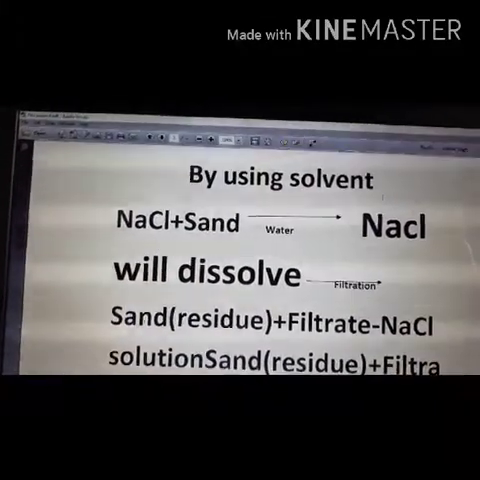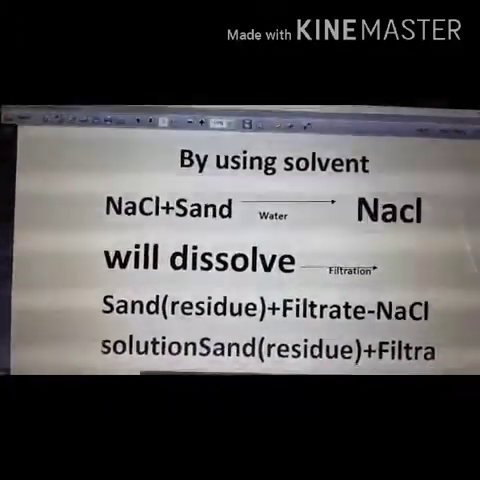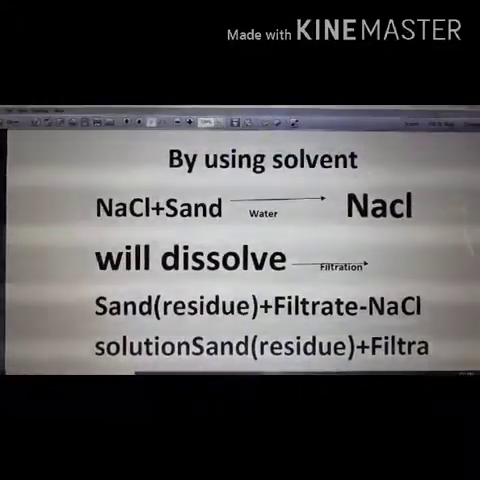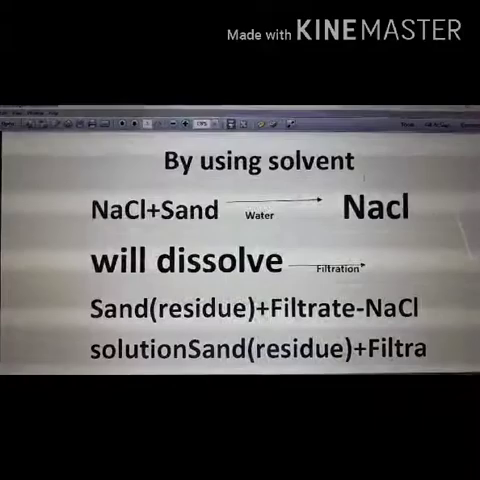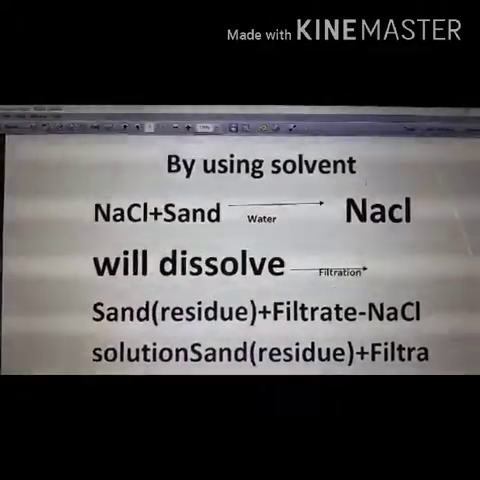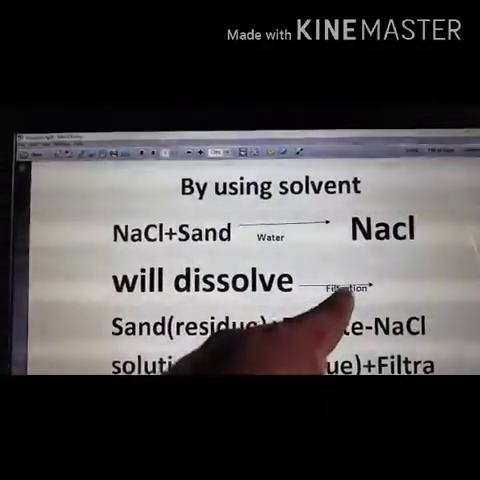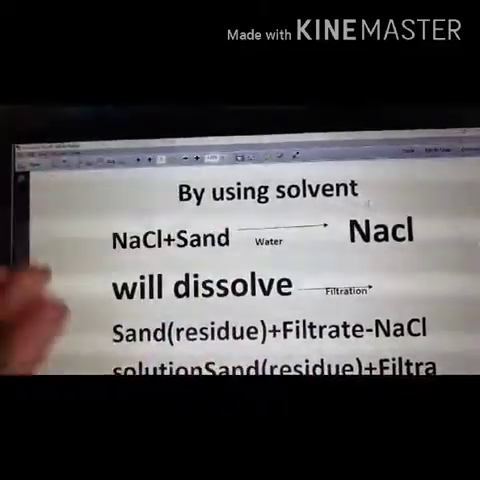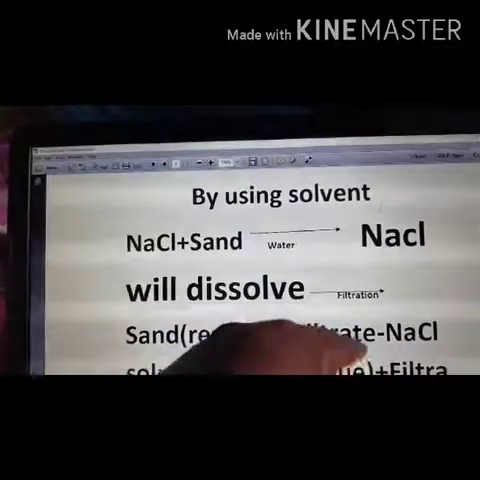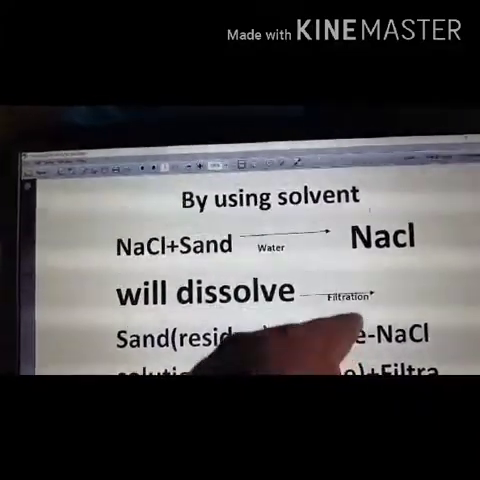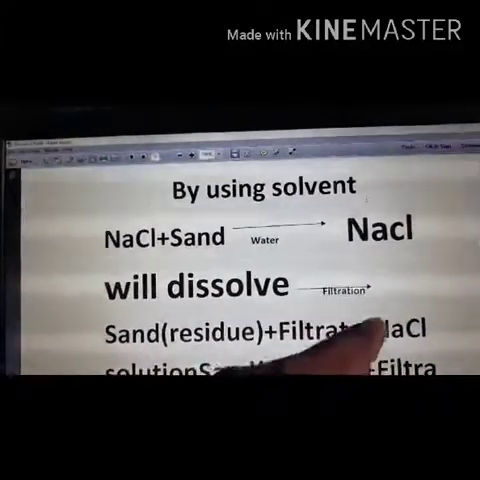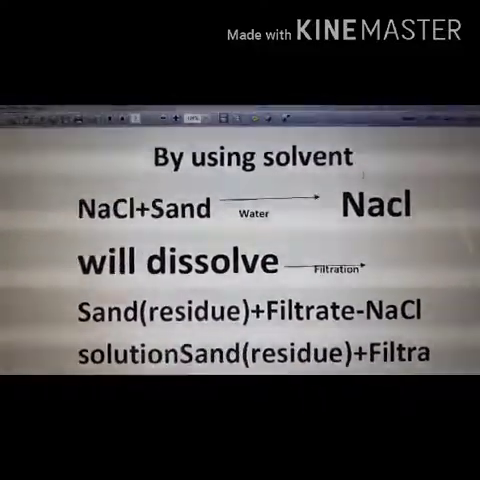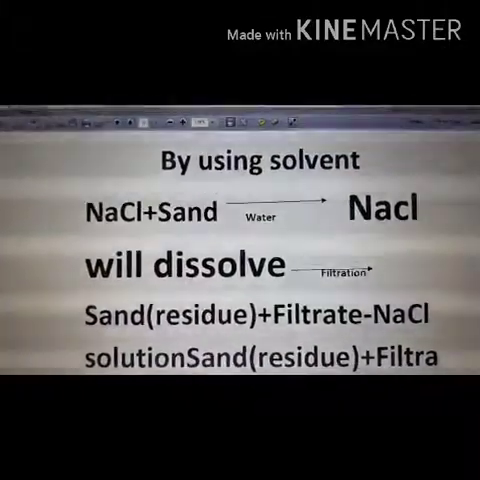Among NaCl and sand, you know that NaCl is water soluble and sand is an insoluble substance. That means if you add water, then NaCl will dissolve. Do the filtration. On filtration, what will happen? The sand will be separated as a residue, and as a filtrate, at the bottom of the separating funnel or the separation apparatus, you will get the NaCl solution dissolved in water, and sand will remain as a residue.